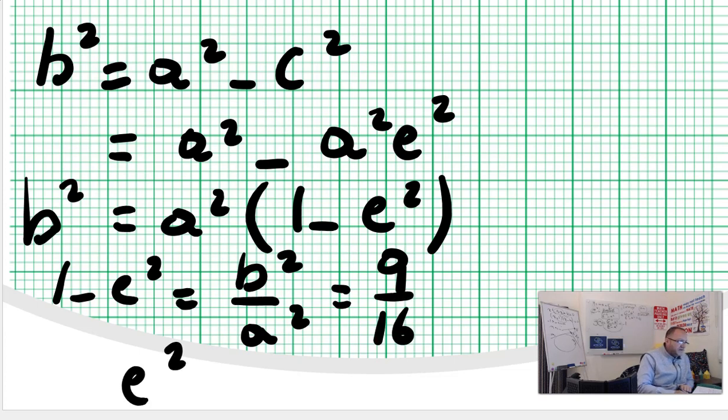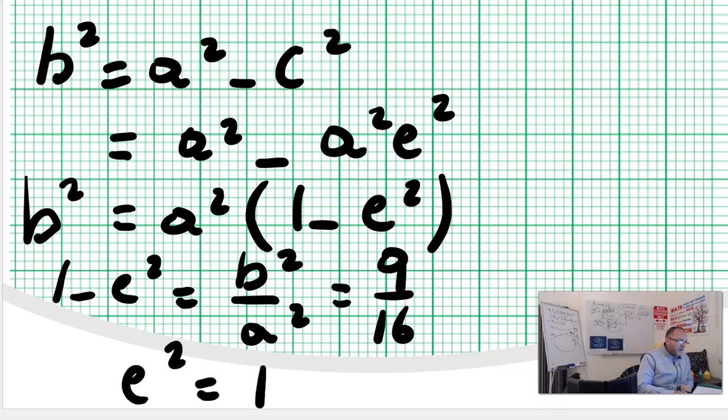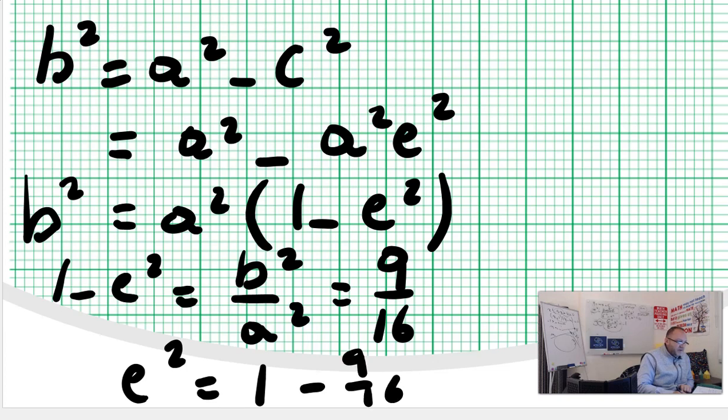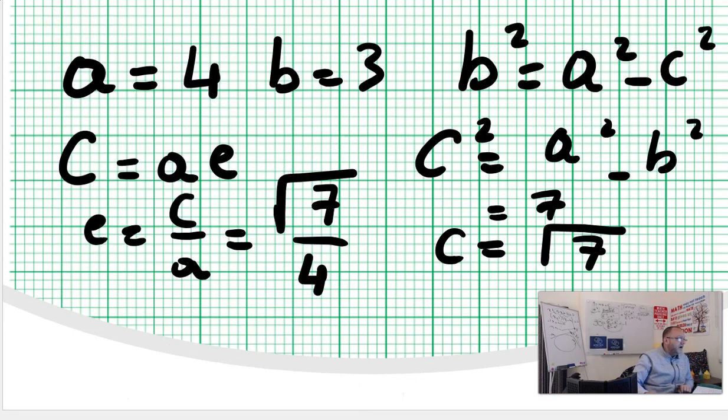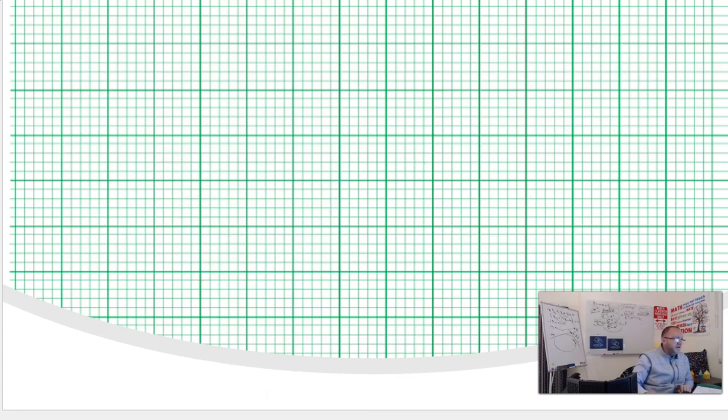So e squared equals what? Yes, exactly. If you take e squared to this side, you have 1 minus 9 divided by 16. So that's 16 minus 9 over 16, so that's 7 divided by 16. If e squared equals 7 divided by 16, e equals square root of 7 divided by 4. We just found that out here also, right? See, it's the same thing. So you don't need to memorize these. See how I told you, you don't need to.